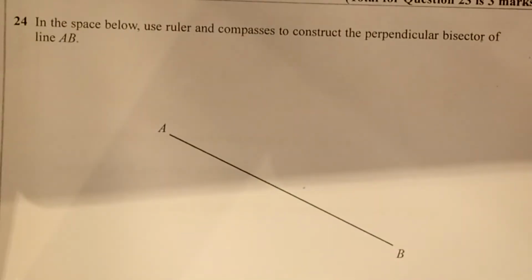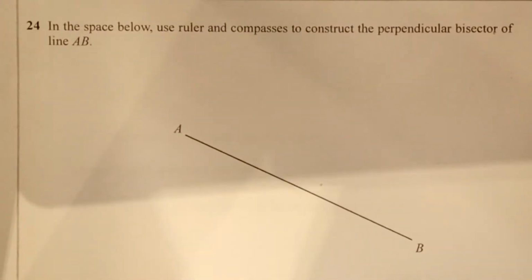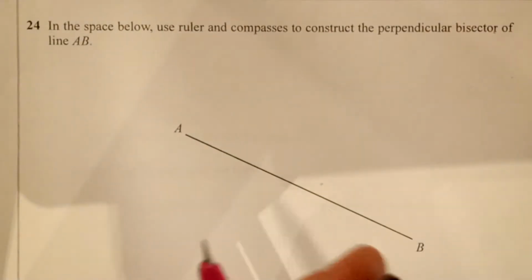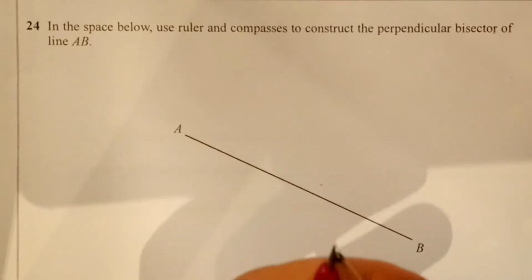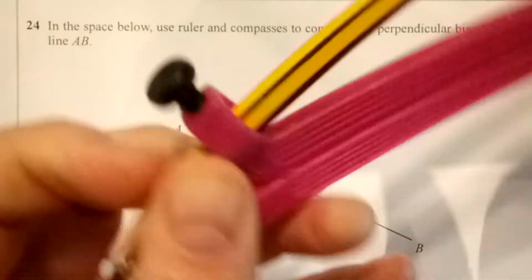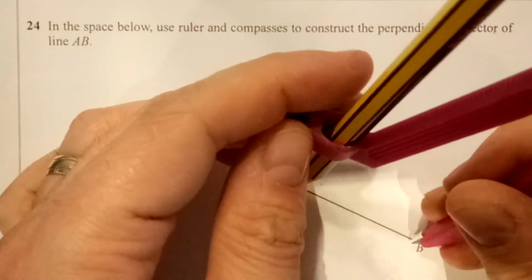In the space below, use a ruler and a compass to construct a perpendicular bisector of line AB. People forget how to do this, but it's nothing great. You need a compass. I don't want to go through basics, but put your pencil in so it's like that. It makes it a lot easier to do. If you're not good at using a compass, turn the paper instead of turning the compass.